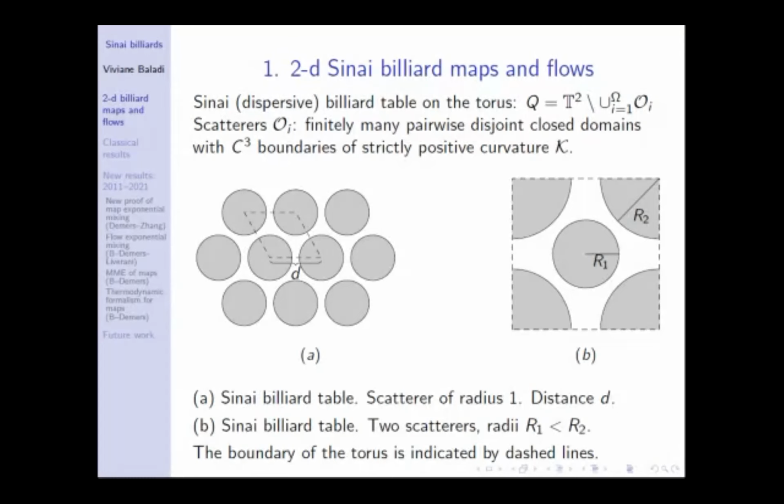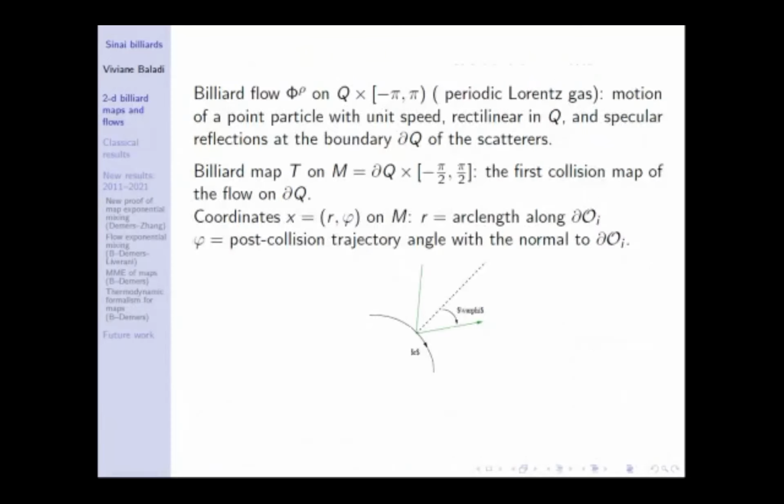And there are two pictures on this slide, two examples. One of them, the scatterers all have the same radii, and the only parameter is the distance between them. And the other is another simple example. We have two scatterers with different radii. Okay, so that's the problem. And what's the dynamics? Sorry, that's the billiard table.